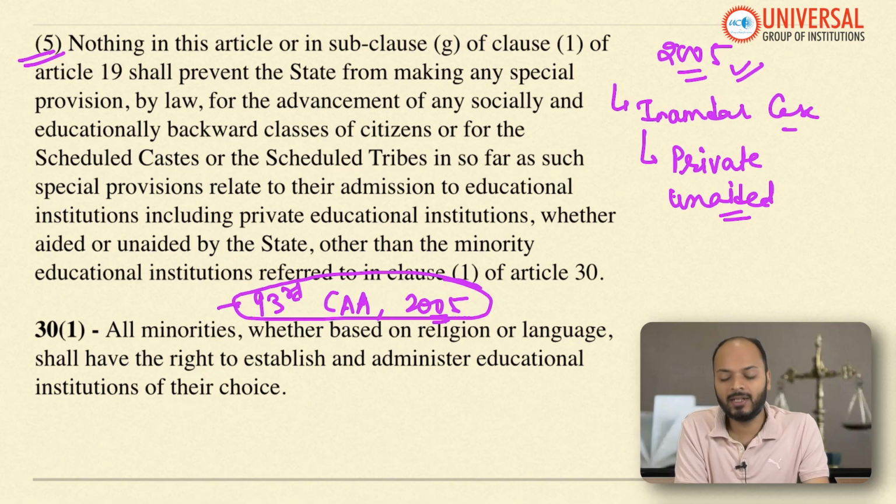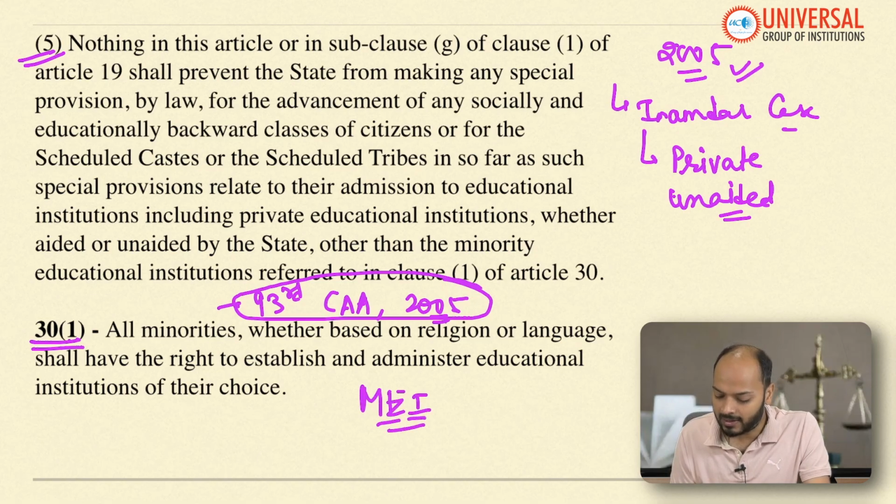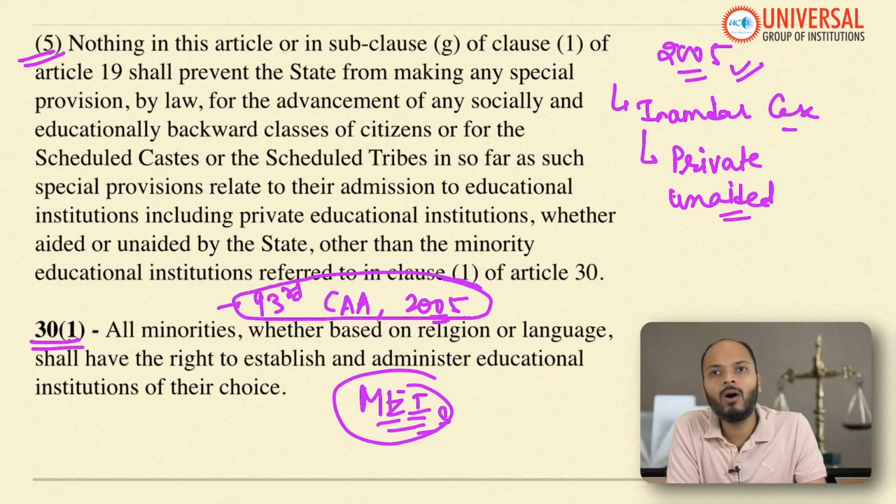Right? The only exception here is Article 30 subclause 1. Under Article 30 subclause 1, which is a right of minorities, minorities can establish their own educational institutions, minority educational institutions. In these MEIs, reservation for OBCs cannot be given, but in all other educational institutions, reservation can be given by the state to OBCs, no matter whether they take aid from the state or they don't. That is what Article 15 subclause 5 is. Please remember, it was added by the 93rd Amendment Act in the year 2005.